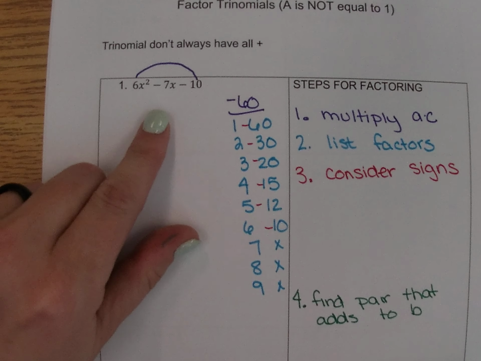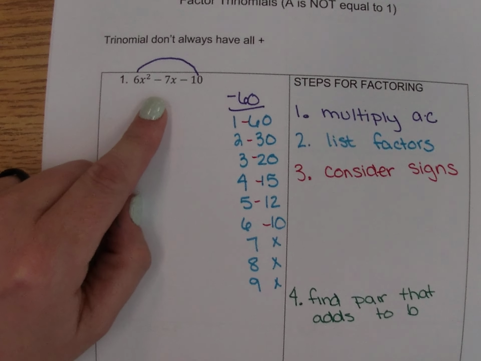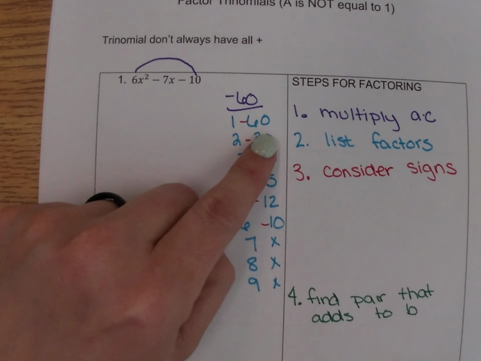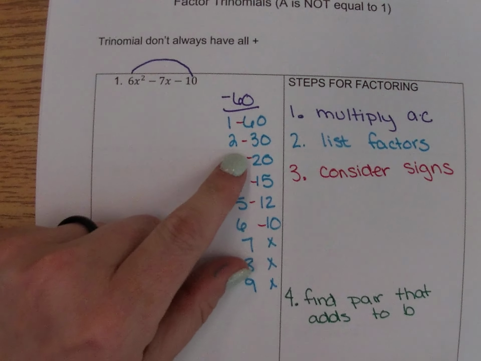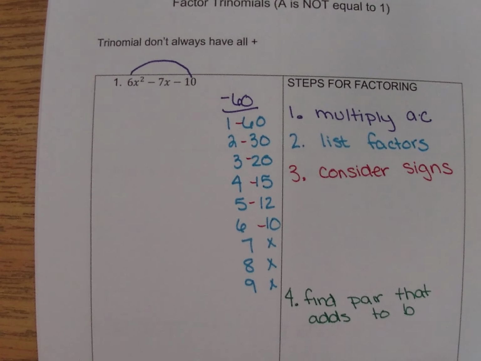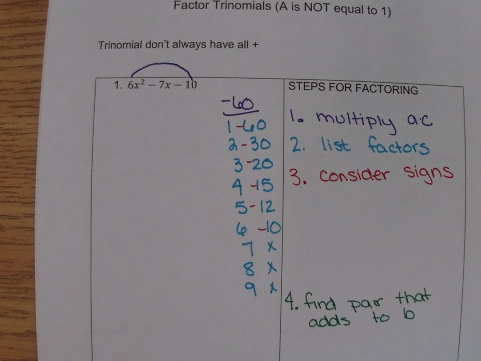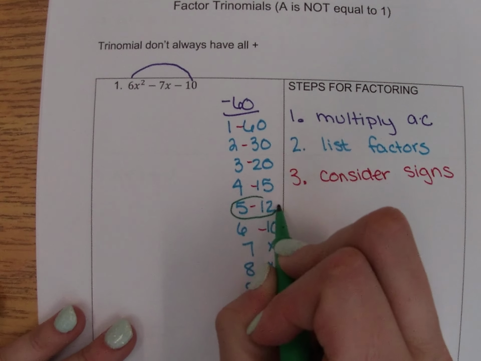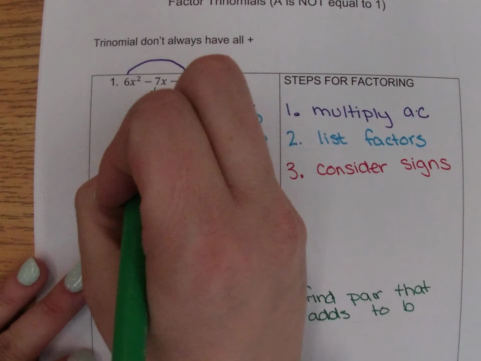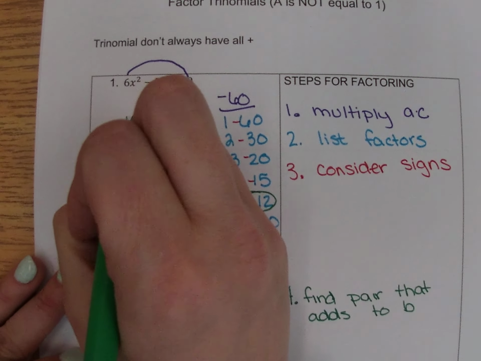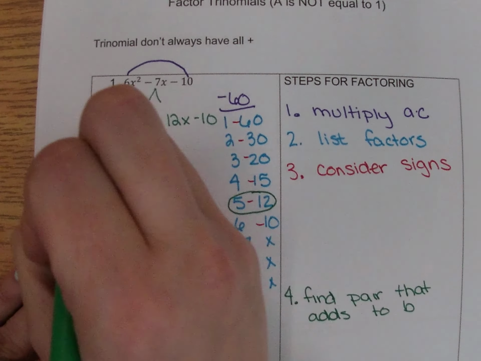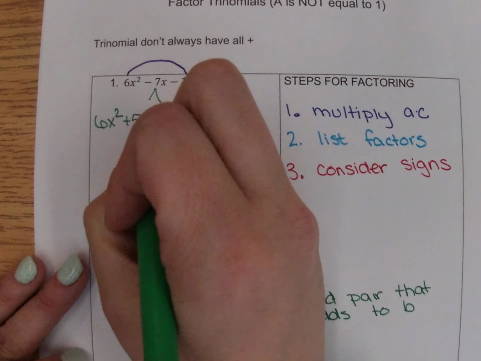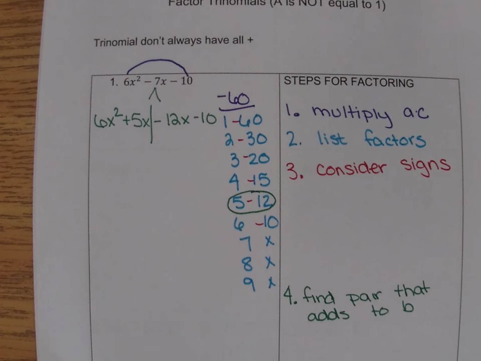So if I want the pair that's a negative 7, again, I'm going through my list. I'm not doing 1 plus 60, I'm doing 1 plus negative 60, 2 plus negative 30. So I really want 5 plus negative 12. This is going to split into a positive 5x and a negative 12x. And then we're still going to go into factoring by grouping.